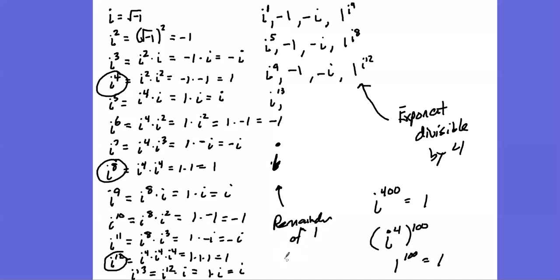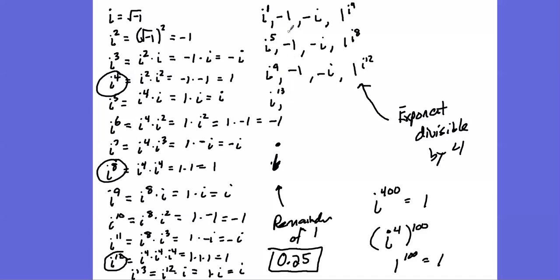If you're using a calculator and you're doing the division, you're going to see that a remainder of 1 will result in a 0.25 in decimal form. 5 divided by 4 is 1.25. 9 divided by 4 is 2.25. 13 divided by 4 is 3.25.